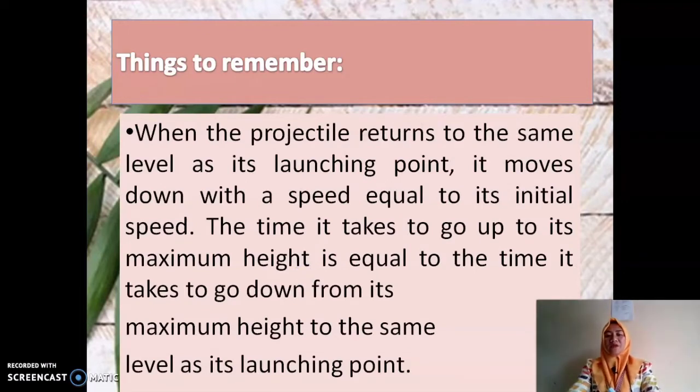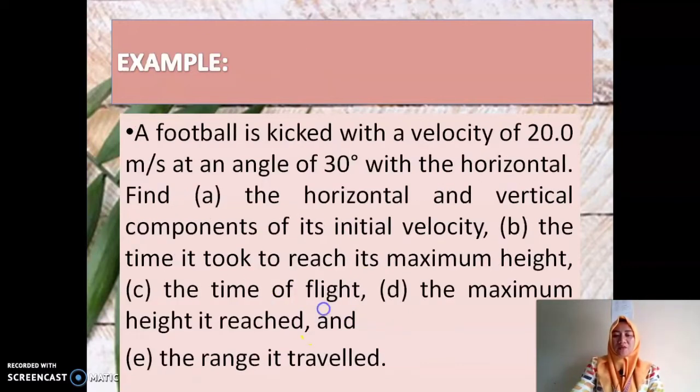When the projectile returns to the same level as its launching point, it moves down with a speed equal to its initial speed. So the time it takes to go up to its maximum height is equal to the time it takes to go down from its maximum height to the same level as its launching point.